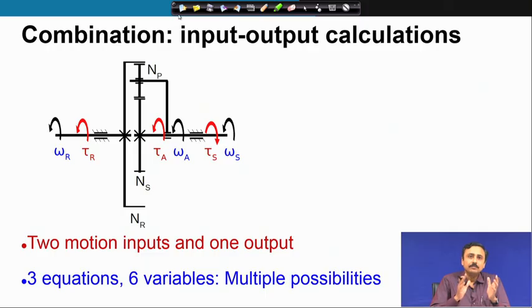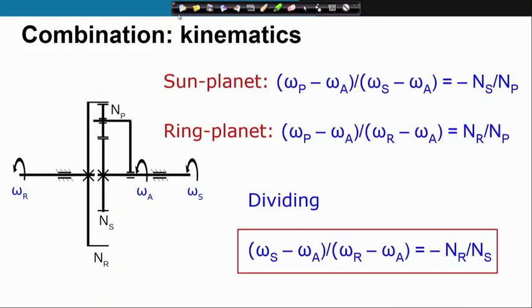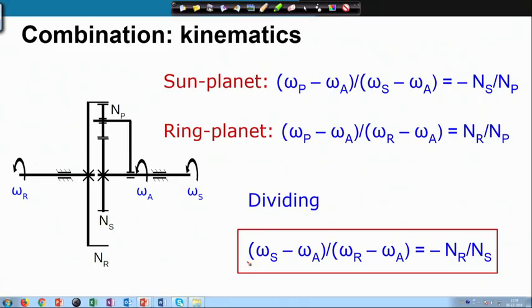Now, if we are given 3 of these variables, then we can solve for the other 3. If you quickly go back and look at this motion relation, let us say we are given the omega of the ring and omega of the arm, then from this relation we can solve for omega of the sun.